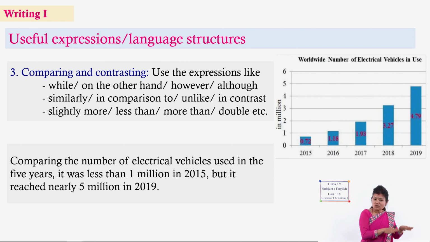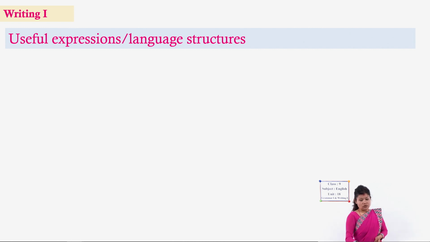So, it was less than 1 million, isn't it? Look at the table. Yes, look at the graph. Yes, below 1 million, but it reached nearly 5 million in 2019. So, last year 2019, nearly 5 million, because 4.79 means nearly, okay, not exactly. So, in this way you can do.